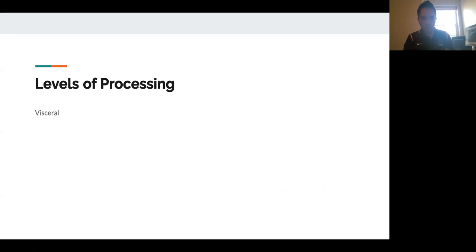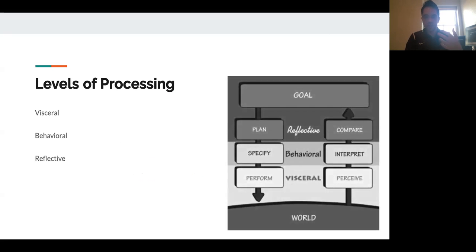And so again, we talked about levels of processing, which are visceral, behavioral, and reflective. Those are the 3 levels that are engaged with these 7 stages of action. The 7 stages, coming from the world, are to perceive, interpret, and compare, whereas going into the world, the goal is to plan, specify, and then perform. These levels of processing are consistent throughout all human beings. And so as designers, we make these choices from the goal into the world, and from the world we receive feedback to derive an end goal. That's very important.